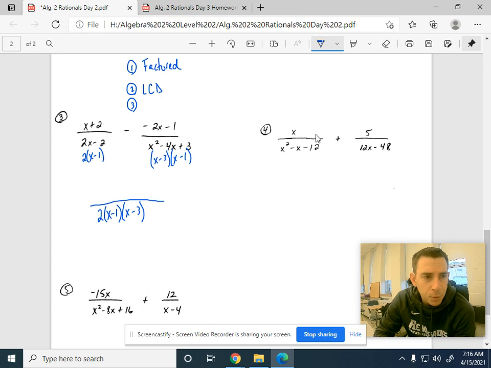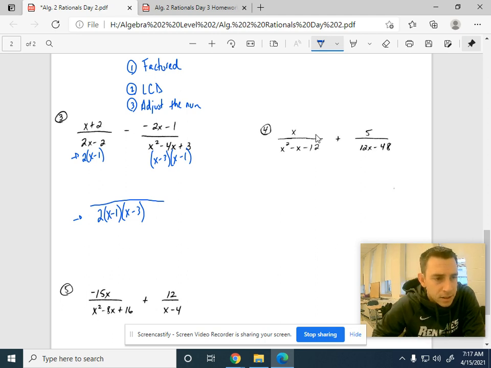The third step would be to adjust the numerator. And what I mean by that is, take a look at each fraction, one at a time. I would compare the denominators and ask yourself, between this one here and this one here, what's different? What's this one missing that this one has? And it's an x minus 3. So we're going to have to multiply this numerator by x minus 3.